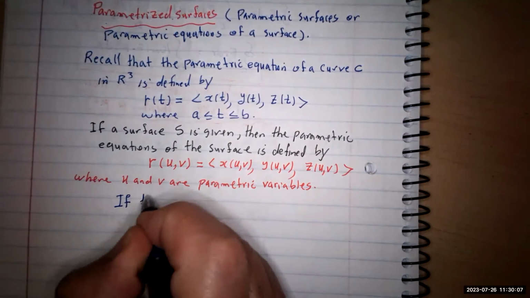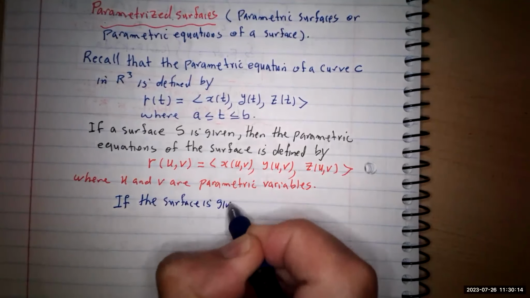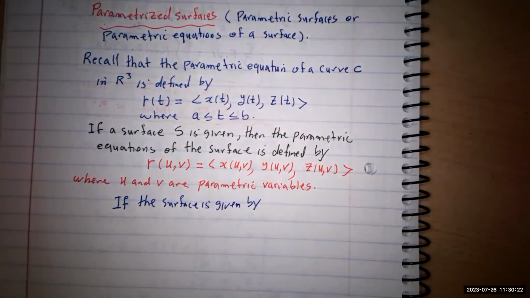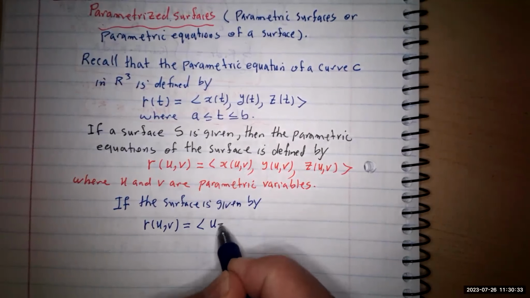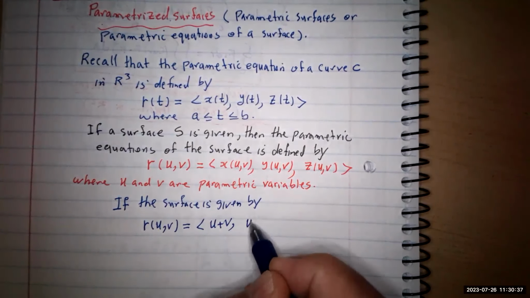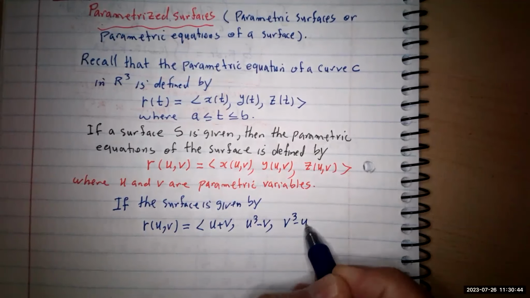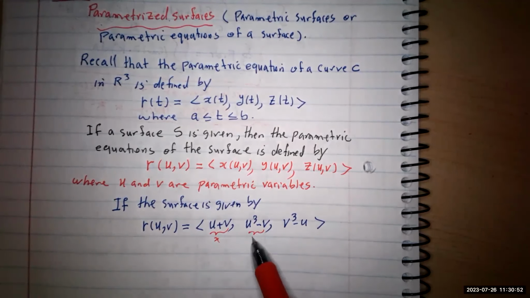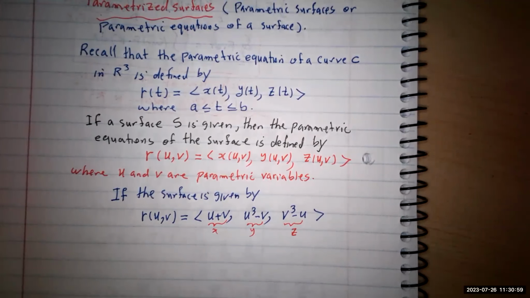So if the surface is given to you by the parametric form, not those coordinate ones or rectangular form, by this equation, R of U comma V equal to, say they give you U plus V, that's the first component, then U cubed minus V, that's the second one, and the third one is going to be V cubed minus U. So this is going to be like your X, this is your Y, and this is your Z, if you think about your equation of a surface in XYZ format.